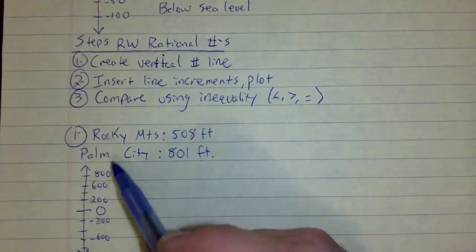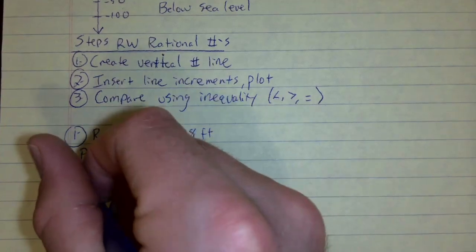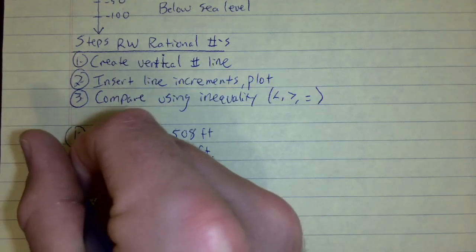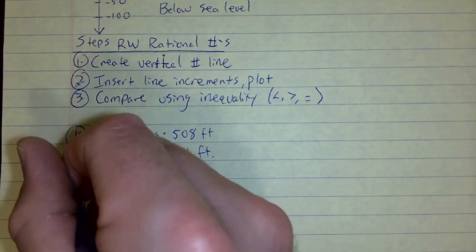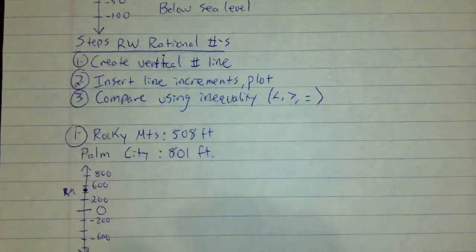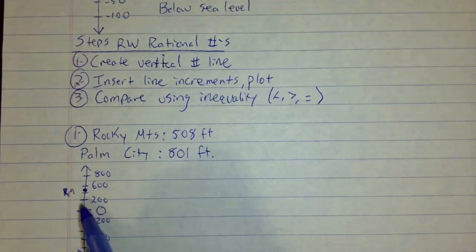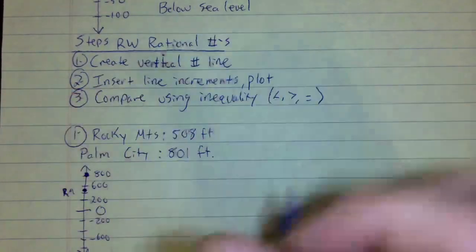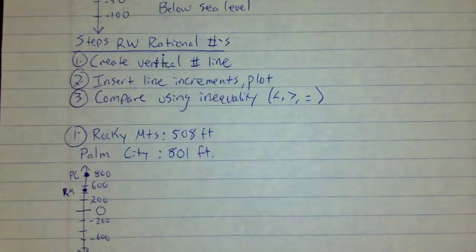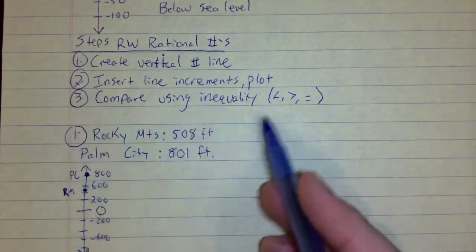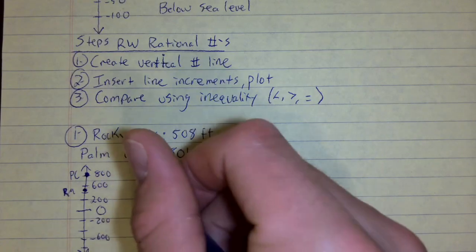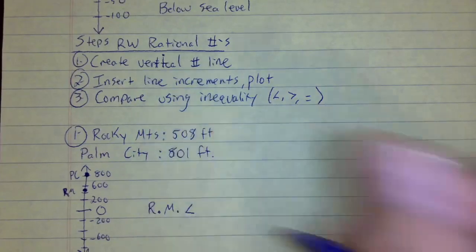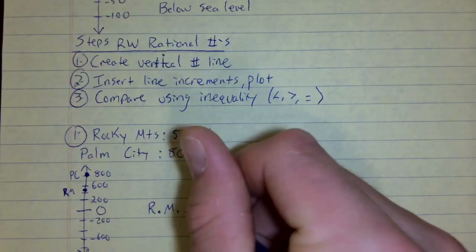Rocky Mountains is 508 feet, 2, 4, 6, so you're about right here in the center. Label it RM. Then Palm City is 801 feet, 2, 4, 6, 8, just a touch past the 800. That's going to be PC, Palm City. For step 3, compare using an inequality: Rocky Mountains is at a lower elevation, less than the elevation of Palm City.